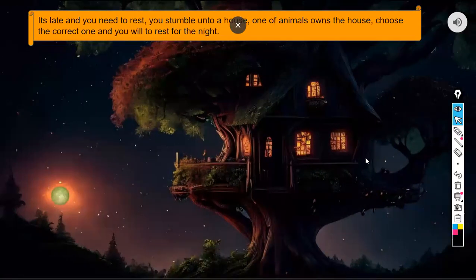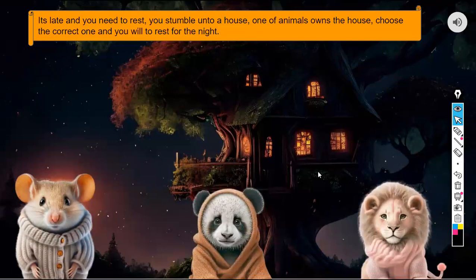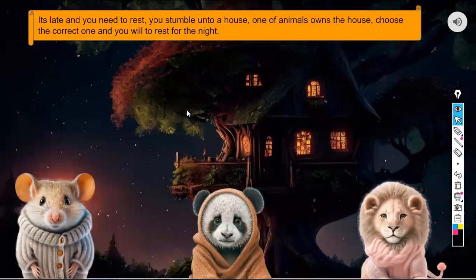All right, so apparently you end up by this house here, right? It's late in the night, right? The moon has just risen, you're tired, you see a house. Right? Who is the correct owner of the house? Choose, is it the mouse, the panda bear, or the lion? Only if you choose the correct one. Send it on the chat. You cannot change your answer, right? Go with it. Lion is a pretty, lion lives in the house.